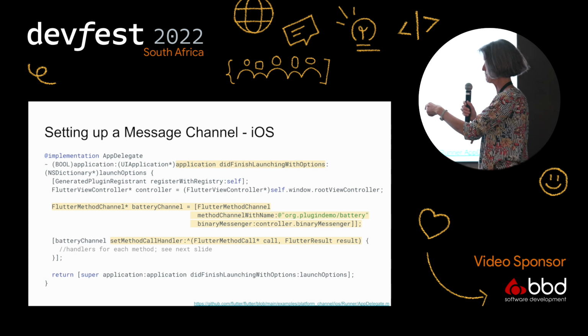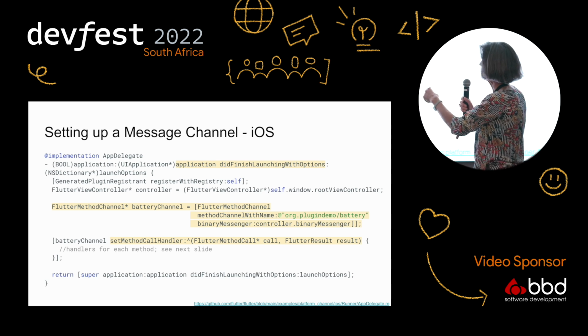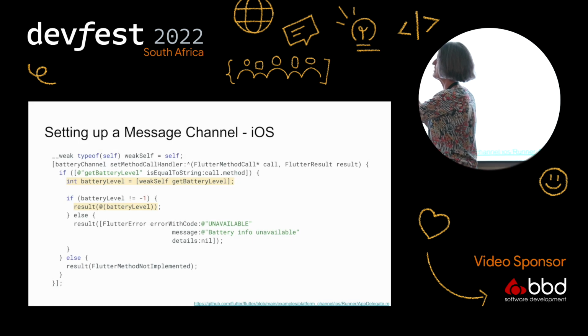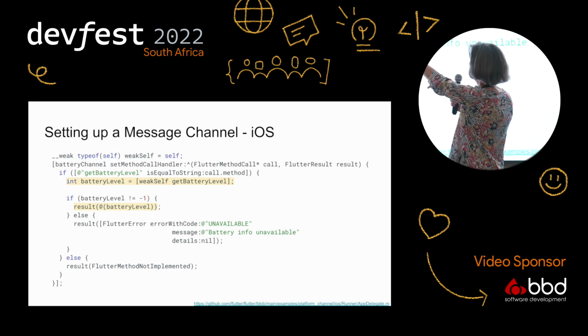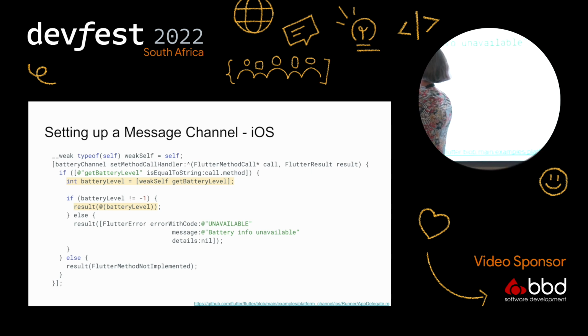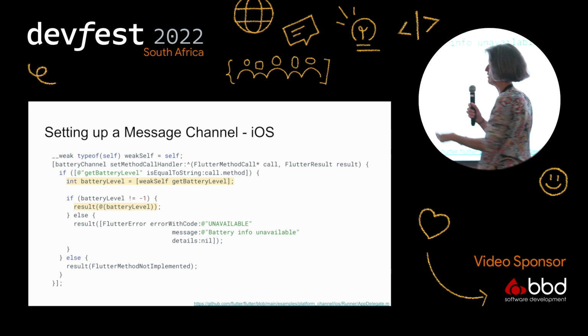Here's my method handler. I feel like somehow you must recognize the concept by now. I'm calling out to some other function, which conveniently is called, again, getBatteryLevel, get a result back, and send the result back through my channel, or send an error message back through my channel.